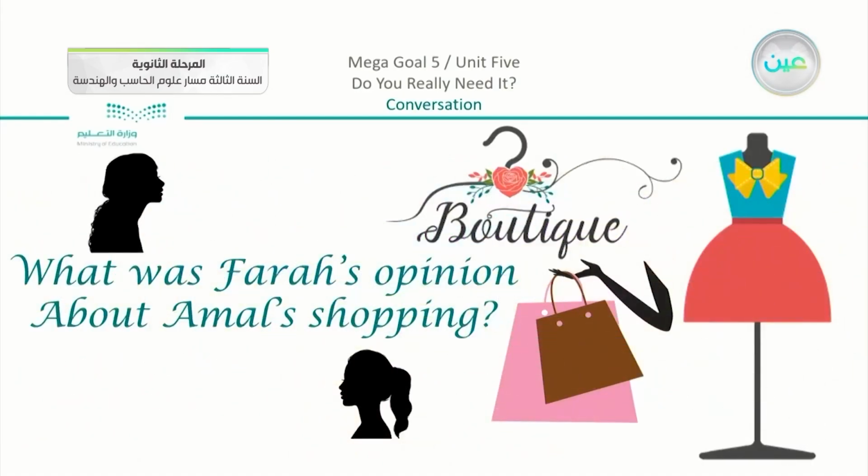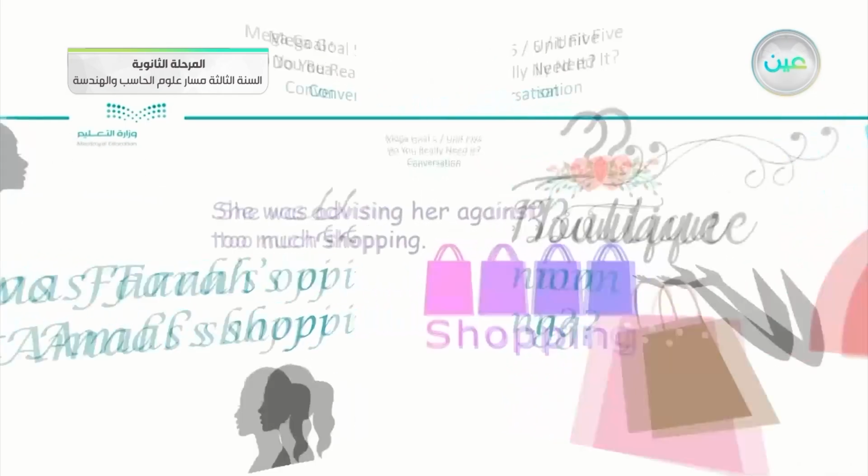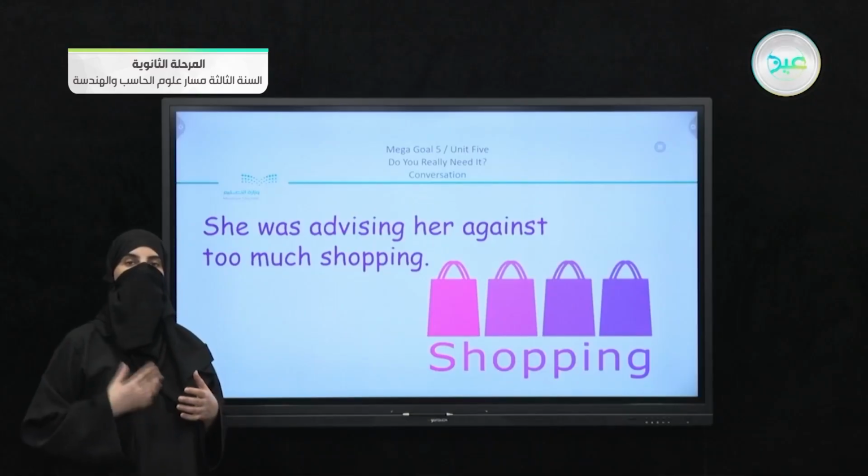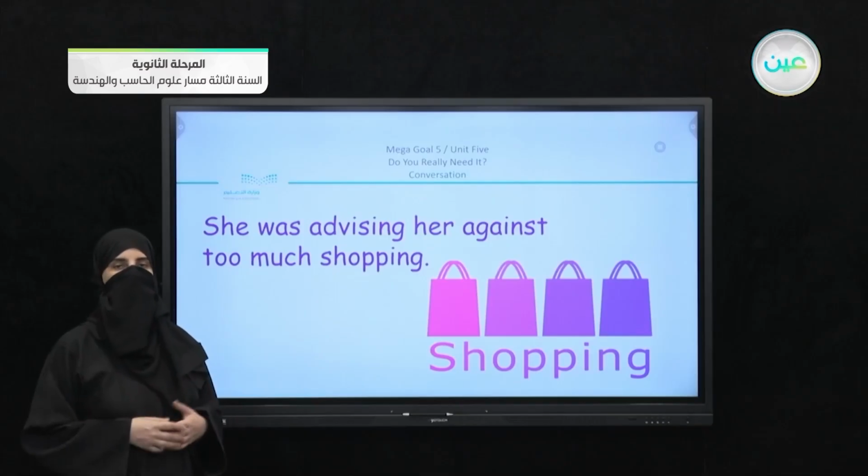Now let's just see what we have here in the conversation. So you can see that we do have someone who loves shopping. Now what was Farah's opinion about Amal's shopping? Amal likes to shop, and Farah does have an opinion about it. She was advising her against too much shopping. Did she agree with her? No. She actually gave her some advice not to shop too much.